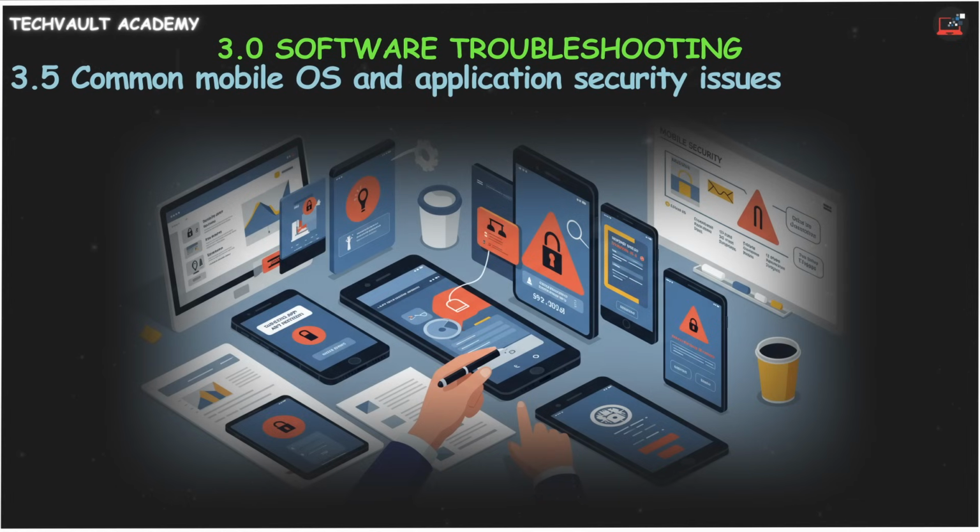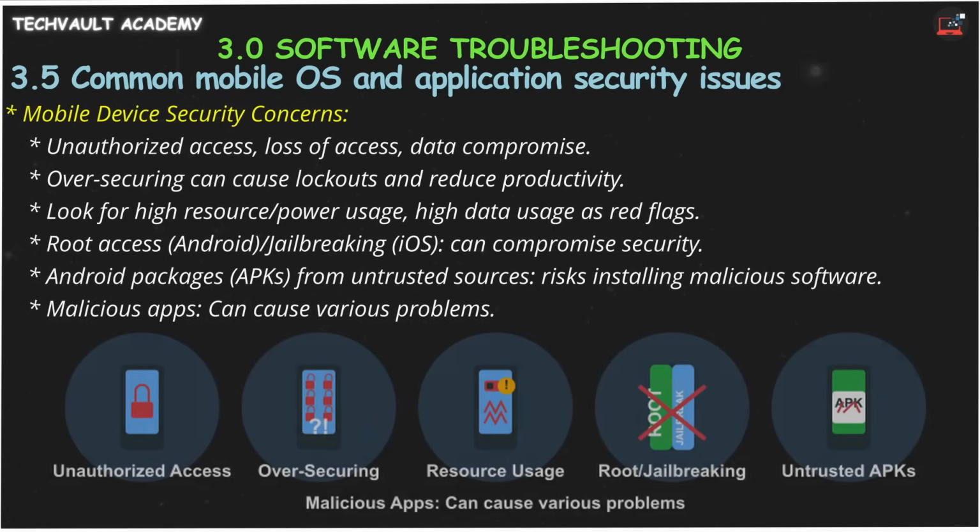Objective 3.5. Given a scenario, troubleshoot common mobile OS and application security issues. Mobile device security concerns: unauthorized access, loss of access, data compromise. Oversecuring can cause lockouts and reduce productivity. Look for high resource power usage and high data usage as red flags.